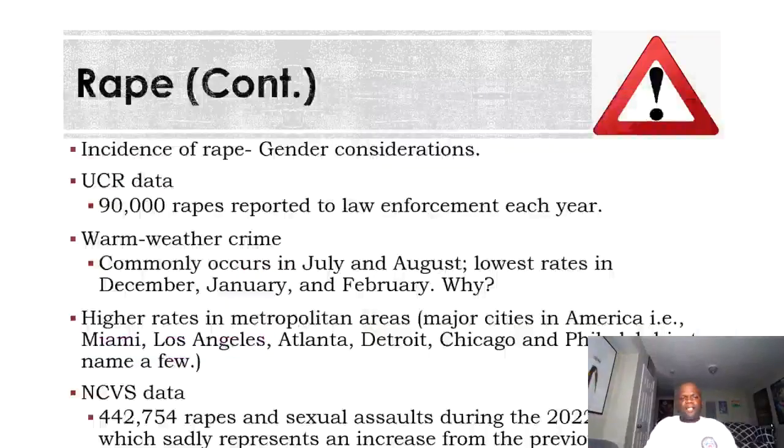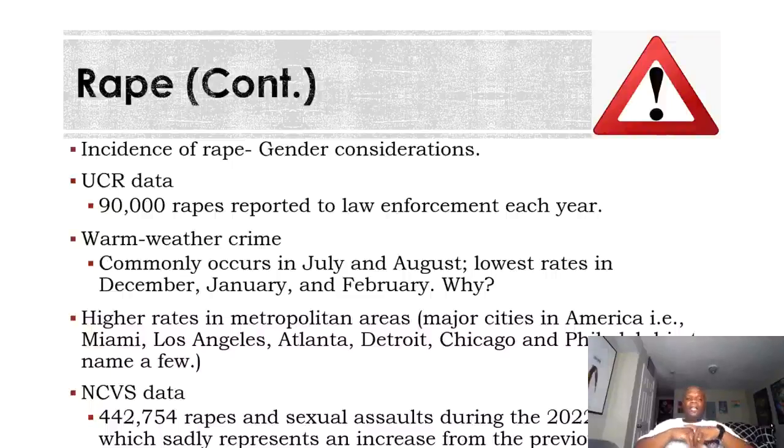So in terms of incidents of rape, when looking at some considerations, the Uniform Crime Report says there are about 90,000 assaults reported to law enforcement each year. I hate to say that, class. That number is so low. Because while there are 90,000 reported, there are hundreds of thousands that go unreported. It's a very small number of assaults that are reported each year.